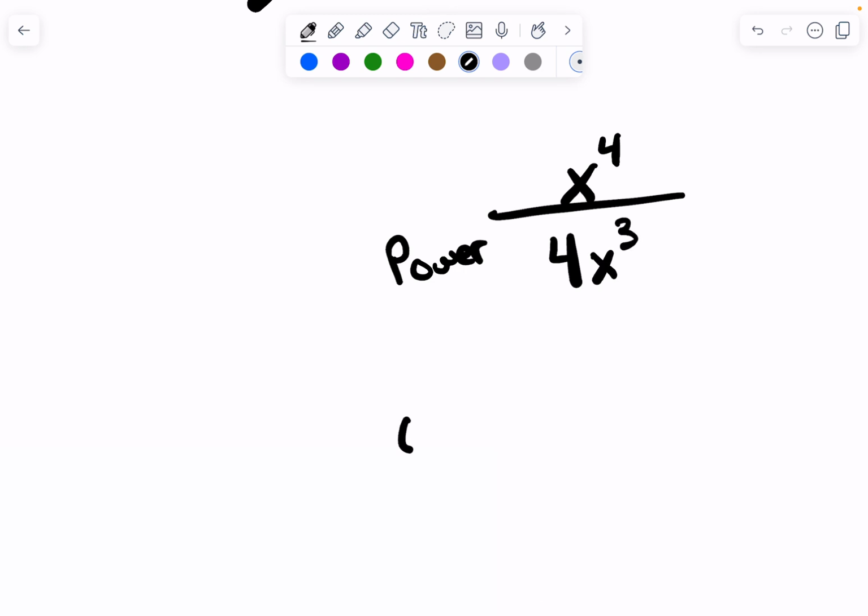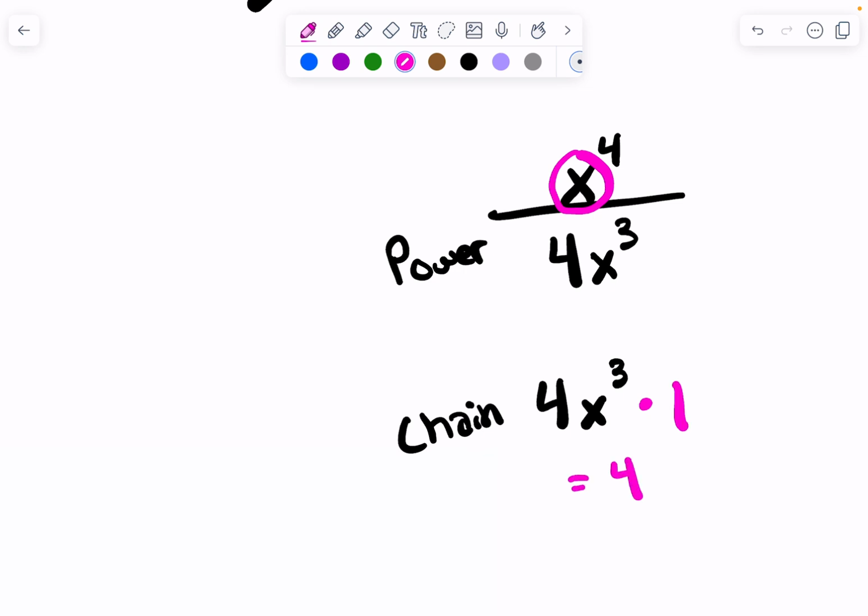But here's what the chain rule says. The chain rule says I bring the 4 down in front, I take x to the 3rd power, but then I take the derivative of the inside, or what is to the 4th power. What's the derivative of x? 1, right? So anything times 1 is just going to stay 4x cubed. So the chain rule, just like the product rule and the quotient rule, also supports the power rule.